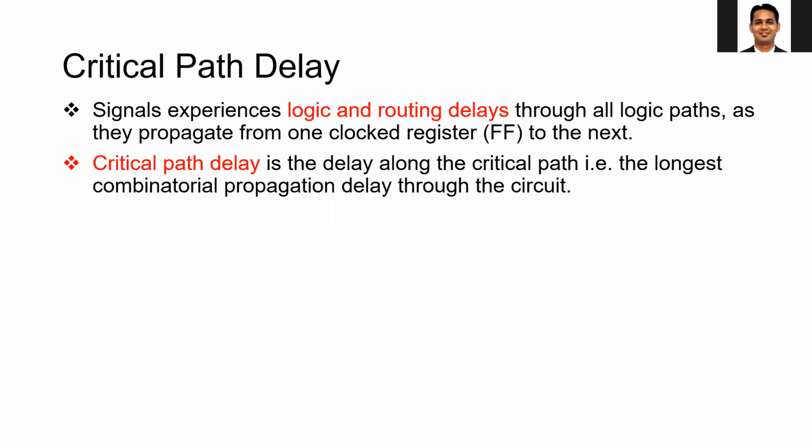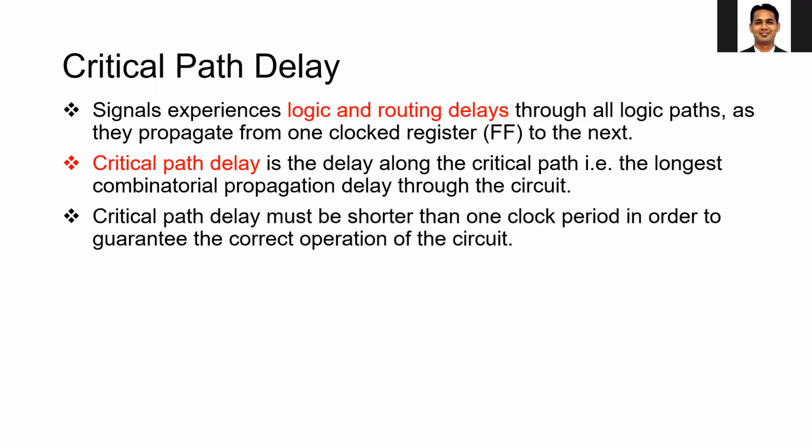Critical path delay is the delay along the critical path. That is the longest combinational propagation delay through the circuit. And what is the critical path? It is the path which offers the longest logical and routing delay from input to output. Critical path delay must be shorter than one clock period. Because critical path delay you can say is equivalent to the TP max, and it should be smaller than the clock period in order to guarantee the correct operation of the circuit. This we have already seen.